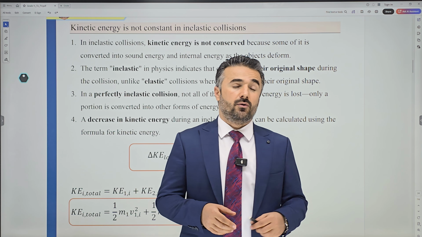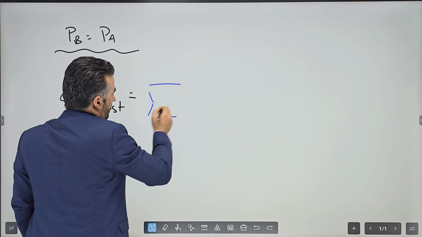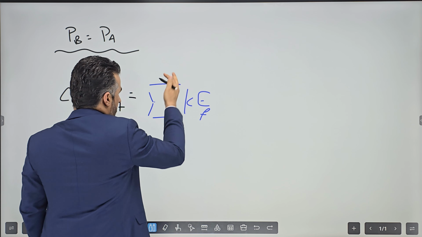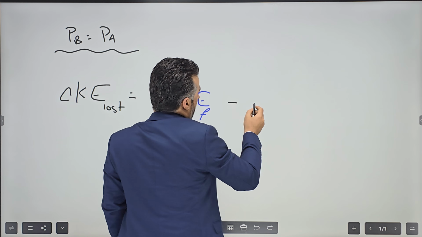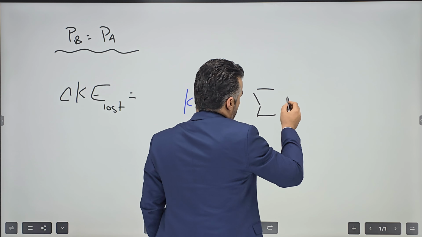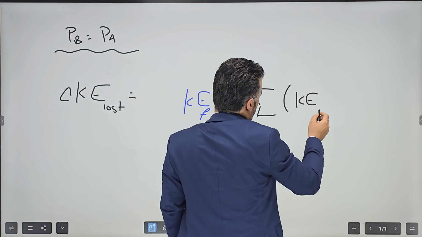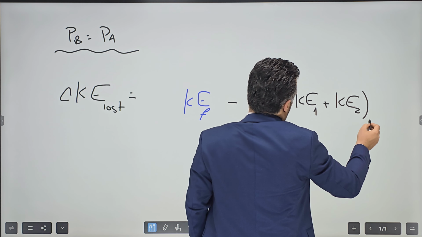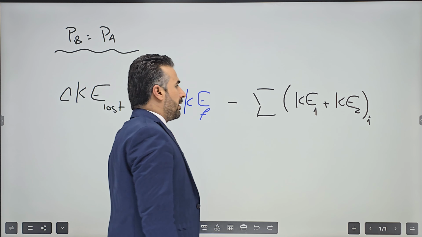What about kinetic energy? How do you find the kinetic energy lost, or the change in kinetic energy here? We can say kinetic energy lost is the kinetic energy final minus the sum of the kinetic energies before. Since the two objects stick together, we use just the kinetic energy final. The sum of the total kinetic energy before is the kinetic energy for object 1 plus kinetic energy for object 2, which is initial, or before the collision.